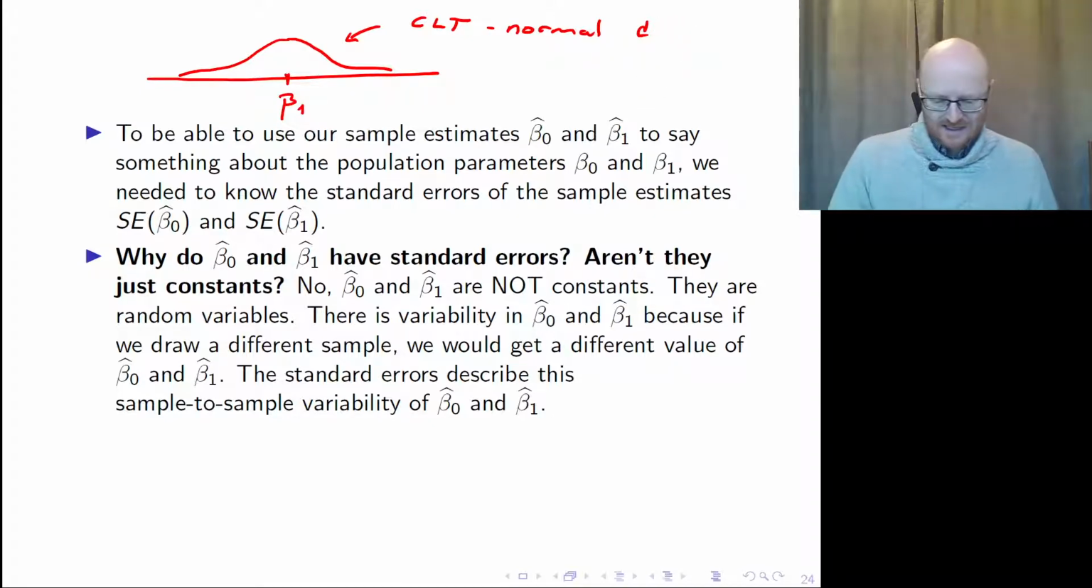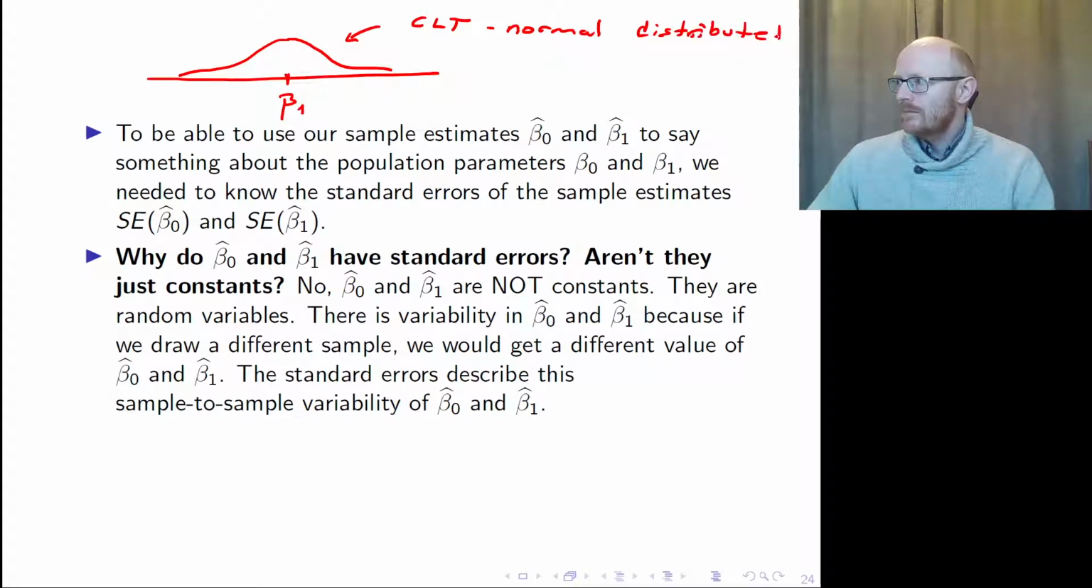Okay, what is normally distributed? It's the estimates which are normally distributed, and because they are normally distributed because of the central limit theorem, then we can give a measure of the uncertainty based on the standard error.